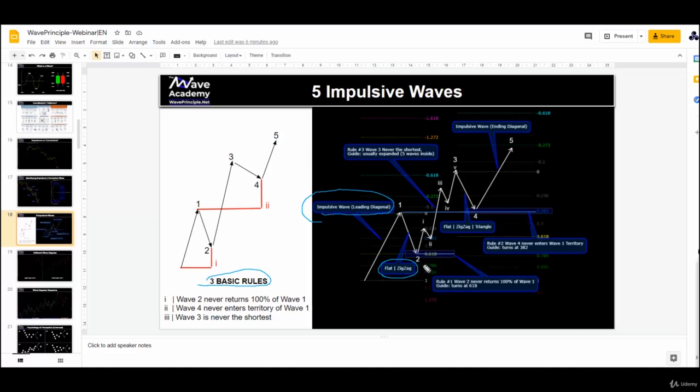But it never returns 100%. It may return 618 or 382 depending on the pattern. So that's a guideline, how much it returns.